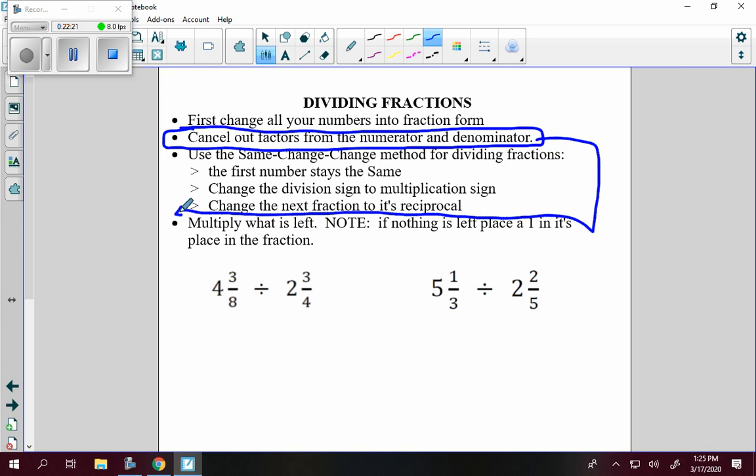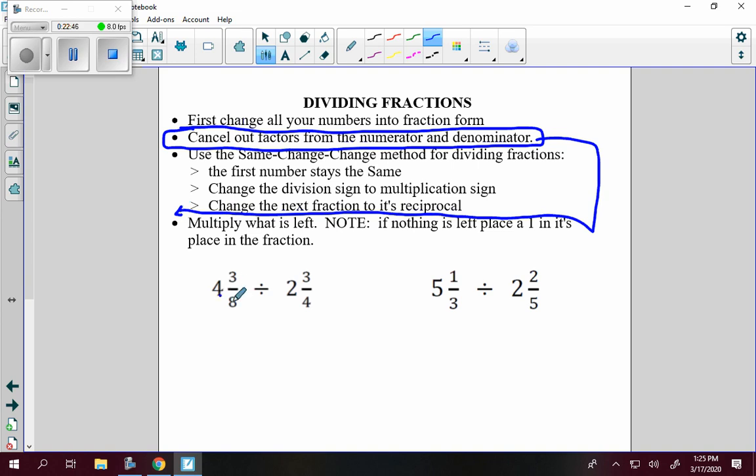So bring it down. Because we're going to use the same change method for dividing fractions, which means that the first number stays the same. Then we're going to change division to multiplication and change the next fraction to its reciprocal. After we do that, we'll have a multiplication problem where we can cancel out the factors and then multiply what is left. Note, if nothing is left, place a 1 in the place of a fraction.